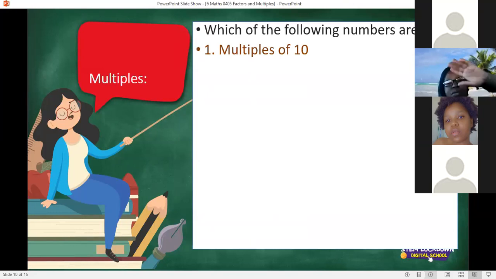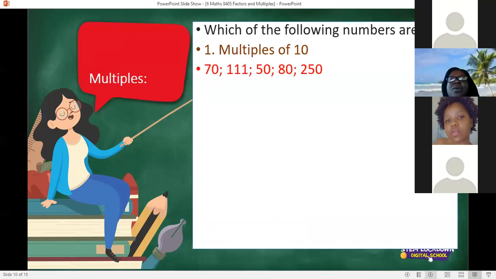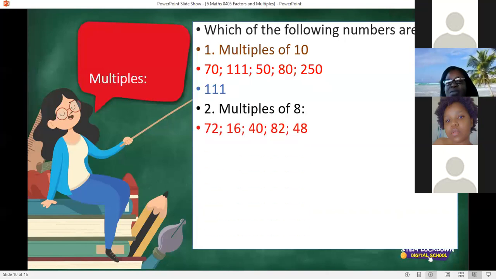And then we're just going to go through this activity together, because I see time is not on our side. Which of the following numbers are not multiples of 10? So if I count in tens, which numbers am I not going to count? If I have 70, 111, 50, 80, 250. Remember, multiples of 10 will always have a 0 at the end. So 111 is not a multiple of 10. These are the kind of questions that you get. And which of the following numbers are not multiples of 8? So if you count in 8, which number are you not going to count here? That's what this question means.